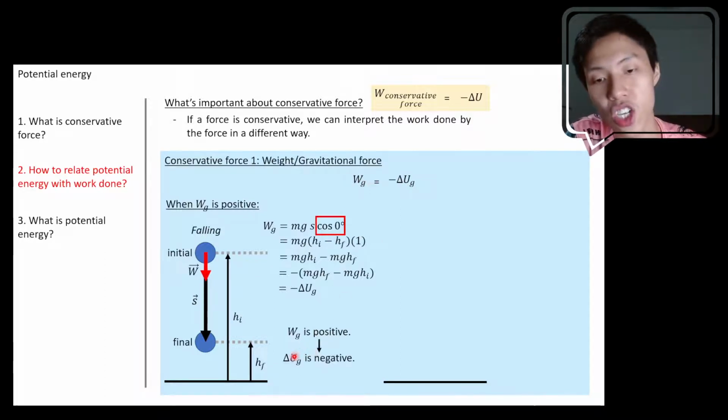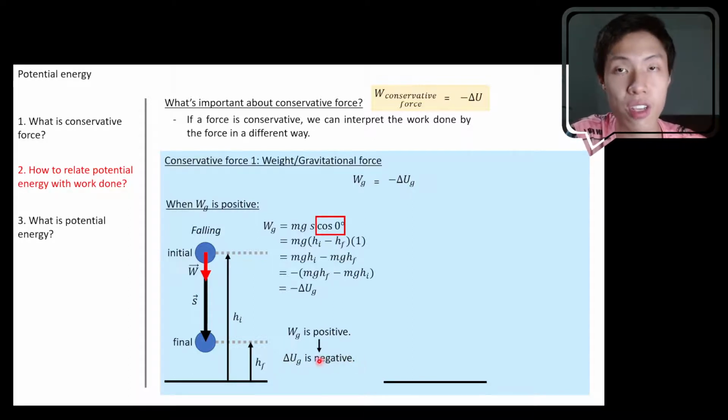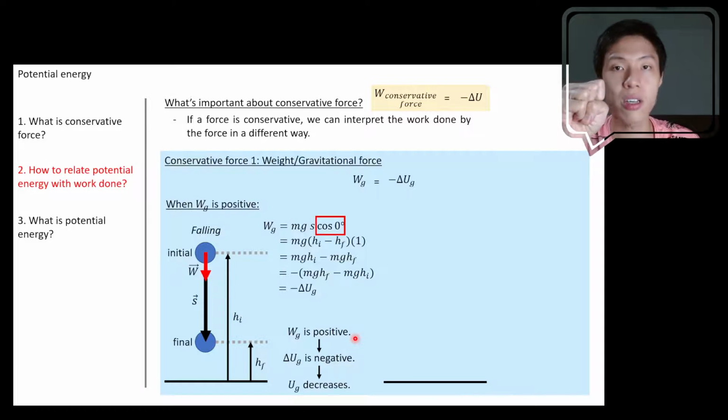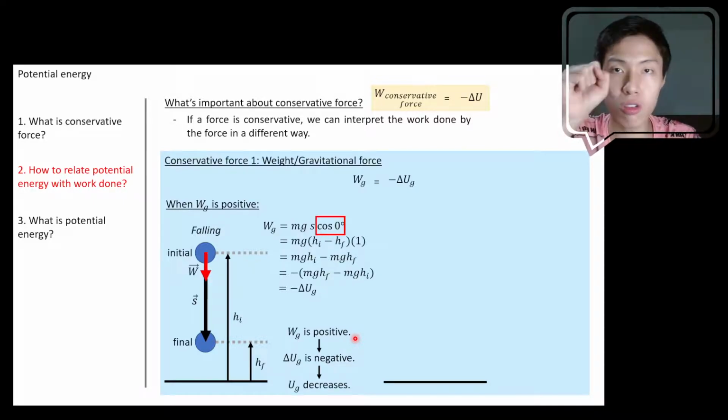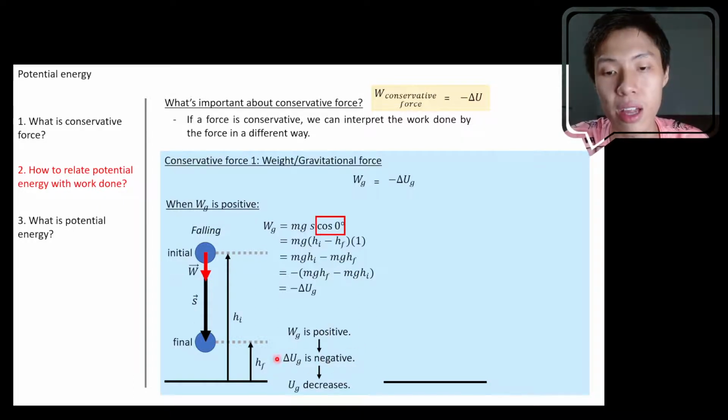So you know that the change of gravitational potential energy is negative, and that means the gravitational potential energy actually decreases because the final is now smaller, whereas your initial is larger. So final minus initial, small minus large, will become a negative answer. Therefore, your delta gravitational potential energy is negative.